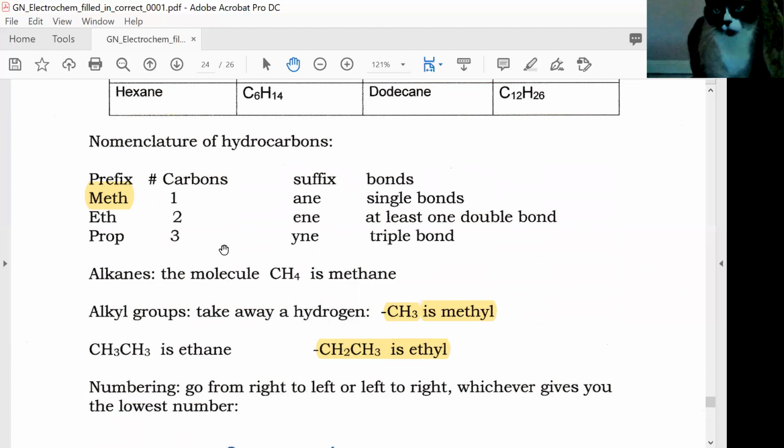So then there's alkyl groups, which means you took the alkane. In this example, the alkane is CH4, and you took away a hydrogen. So CH3 is a methyl group. CH3CH3 is ethane, but we take away one of the hydrogens, and we have CH2CH3, and now we have an ethyl group.